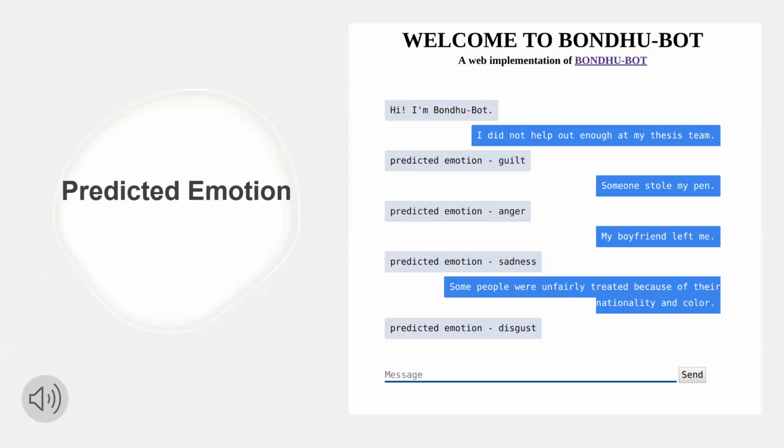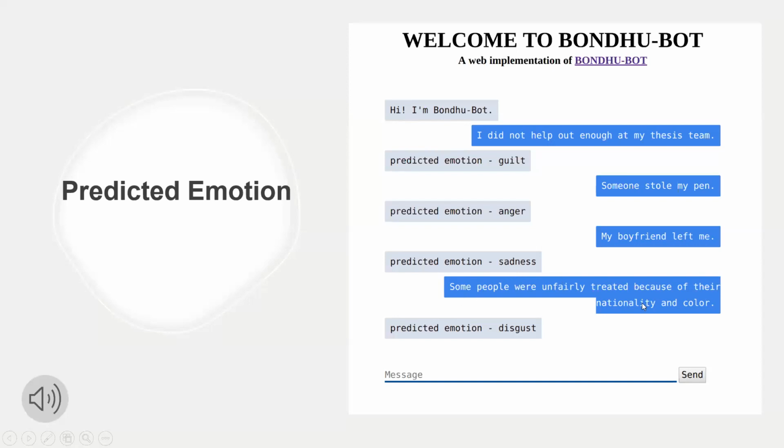Here we have tested our emotion detection as well, and we can see different kinds of emotions are predicted. Let's say, "I did not help out enough at my thesis team." The predicted emotion was guilt. "Someone stole my pen." Predicted emotion was anger. "My boyfriend left me." The predicted emotion was sadness.